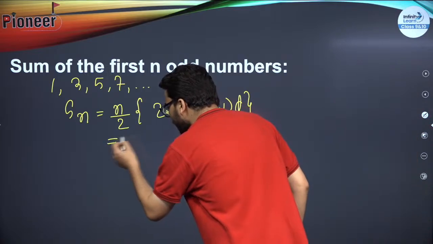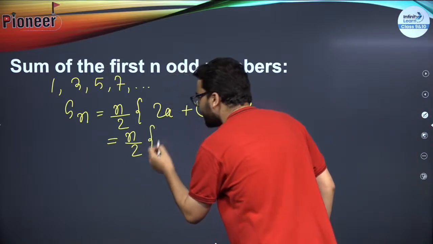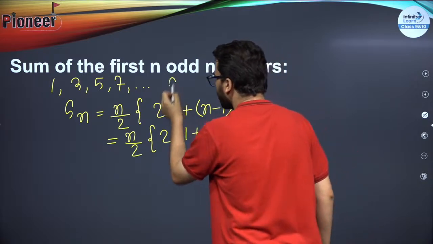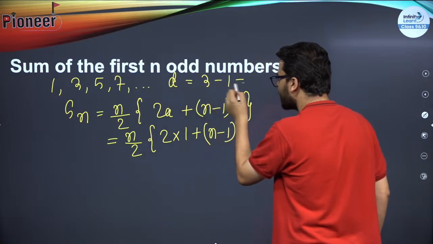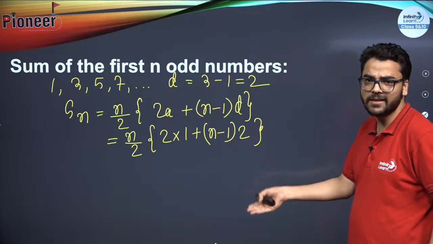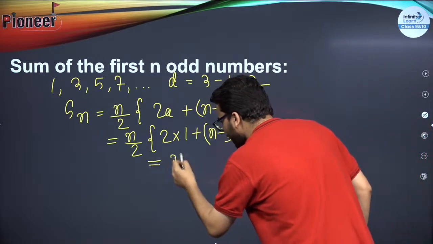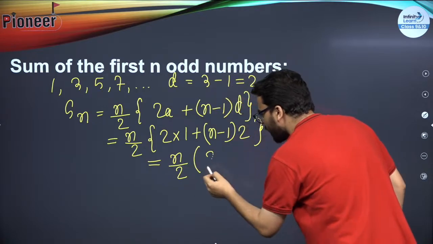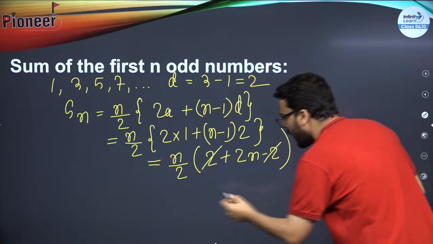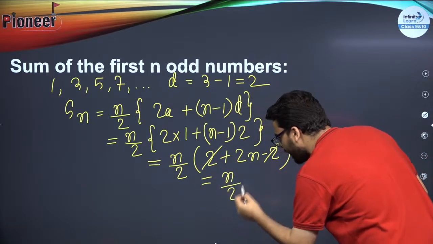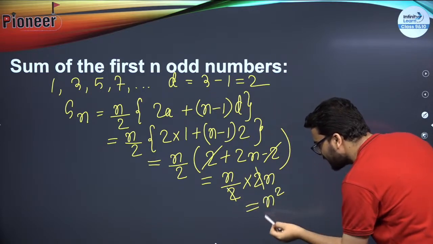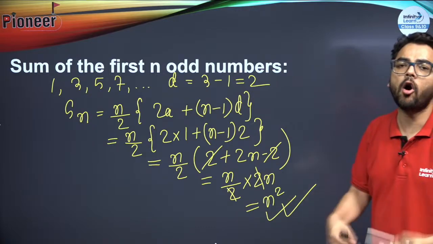So n by 2 over here will come, guys, and 2a. What is the first term? First term is 1, plus n minus 1, and the common difference over here will be what, guys? Common difference is 3 minus 1, that is 2. So this is the expression. You need to simplify this expression, you'll get the answer. So let's do that over here, guys. So this is n by 2, and if you open up the bracket, you'll get 2 plus 2n minus 2. So you see this will be cancelled out, and basically you're going to get n by 2 into 2n. So the 2s will be cancelled out, so therefore n square. So n square is the sum of the first n odd natural numbers.